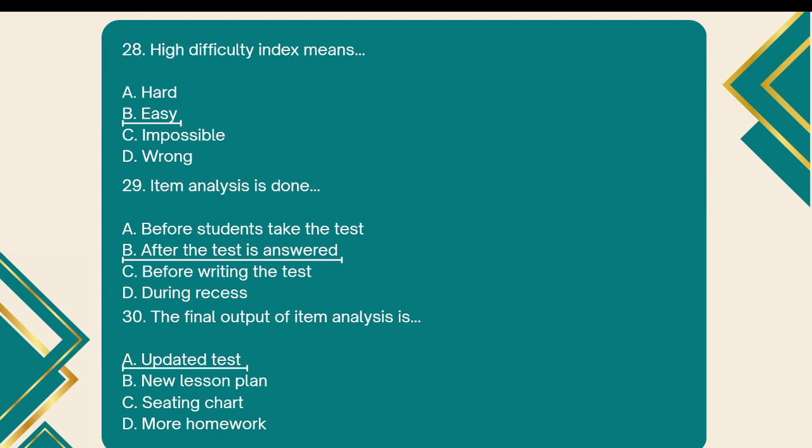So for our answers, for 28, it would be B, easy. Why did it become easy? Well, simply put, high difficulty index means many got correct. For 29, we also selected B, item analysis is done after the test is answered, as it uses actual student answers. And for 30, the final output of item analysis is that we revise a test based on results.